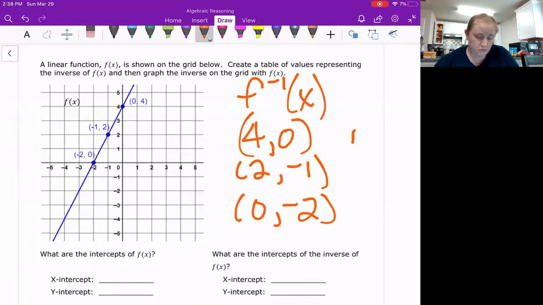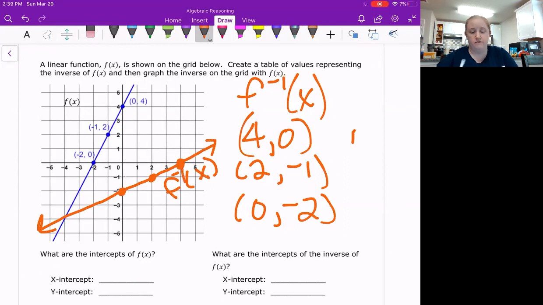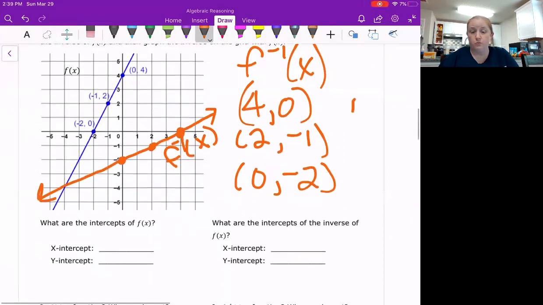So we have 4, 0. Okay, there's our first point, 2 and negative 1. And then our last one, 0, negative 2. There's our inverse. So here is f inverse of x. So let's get those critical points that we need.